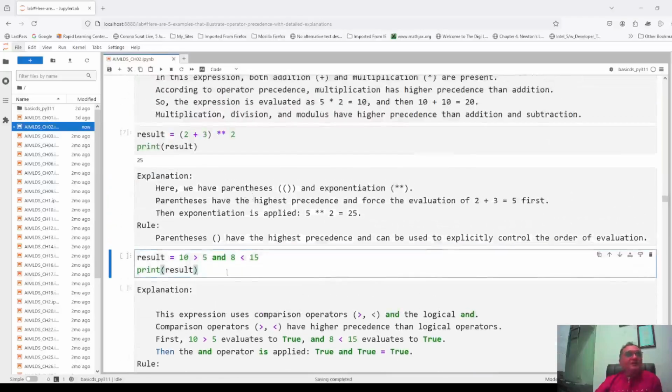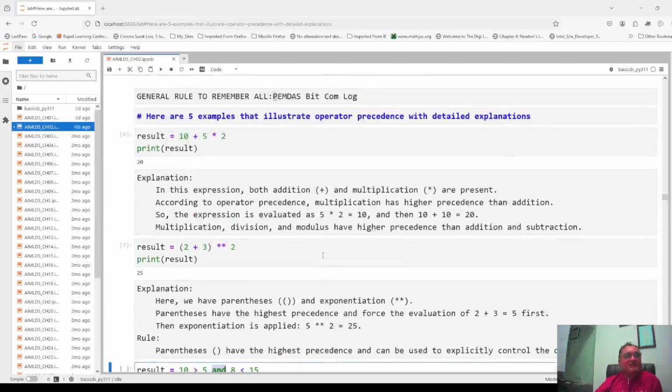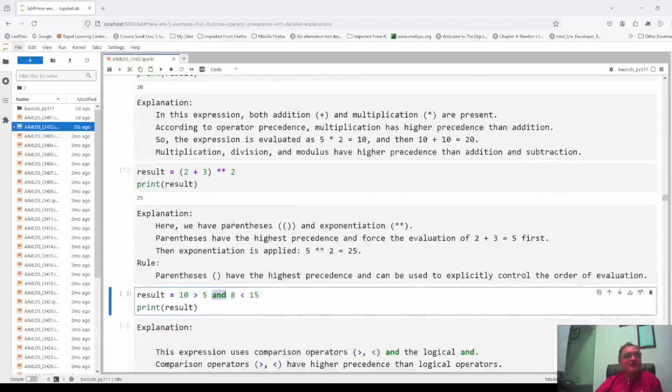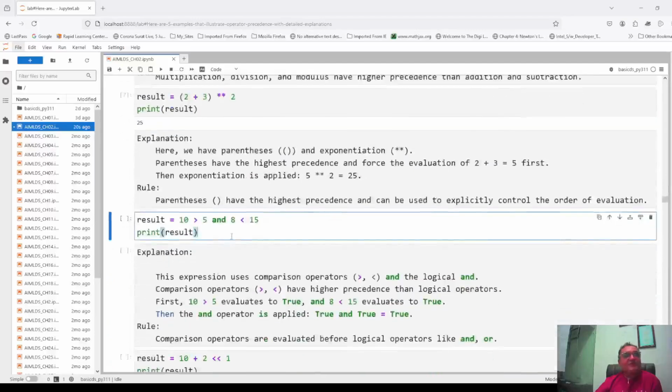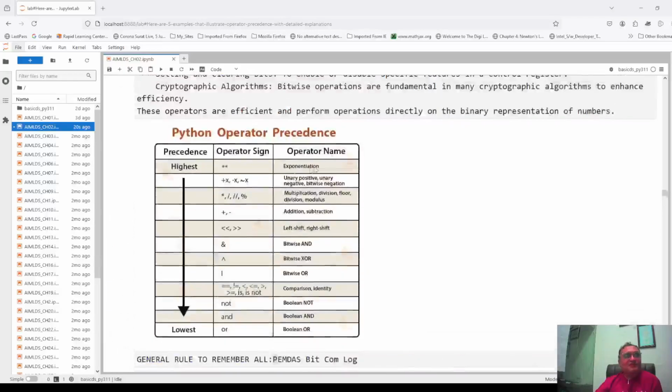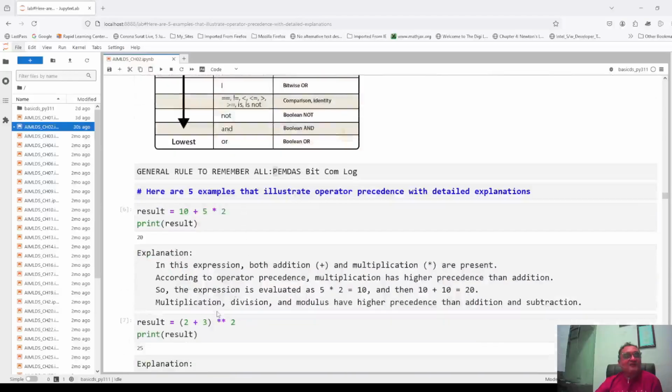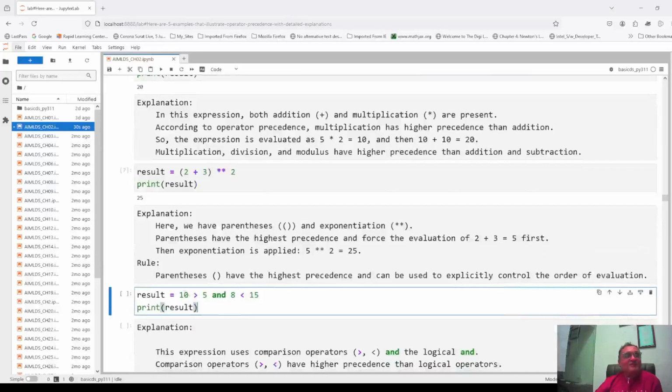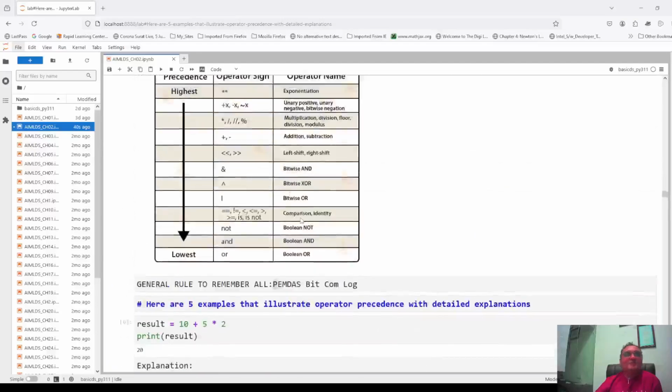Now here, result equals the next example: 10 greater than 5 and 8 less than 5. Here there are multiple operators. The greater than and less than are comparison operators, and the and is a logical or Boolean operator. Again, there are no parentheses here, so that issue is not arising. So you have to start with exponentiation and all that, as per the table. Here the choice is only between comparison and Boolean. So let us see whether comparison comes first or Boolean comes first.